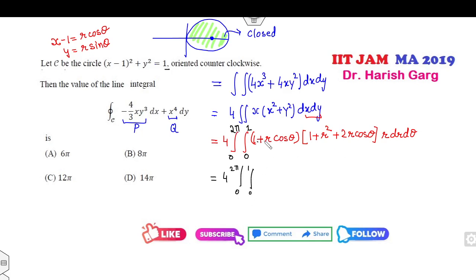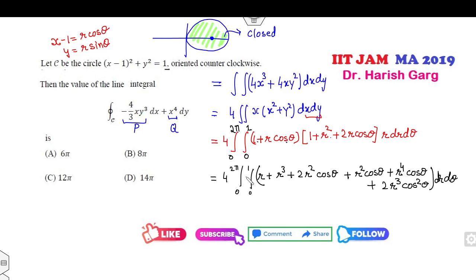Firstly, I can multiply them. It's a 1. I can also multiply by r. It's r cube plus 2r square cos theta. I can multiply by r cos theta. It's r square cos theta. r cube into r, and 2r square into r is 2r cube cos square theta. dr d theta. Fine.